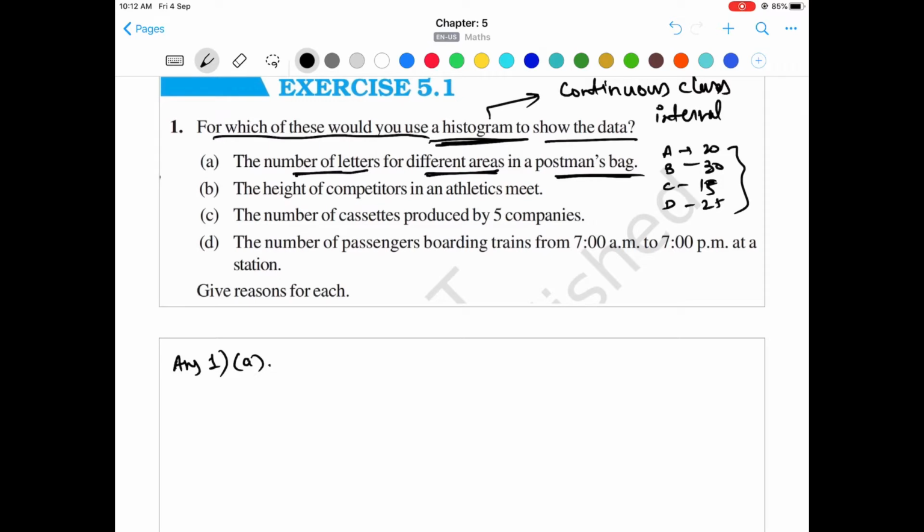Clearly you can see we cannot divide this data into class intervals. So this cannot be represented by a histogram. We can use a bar graph here.